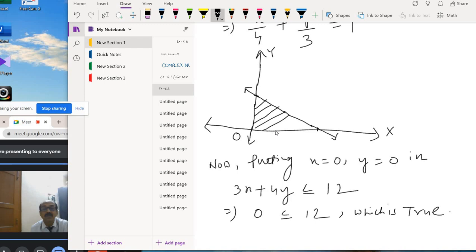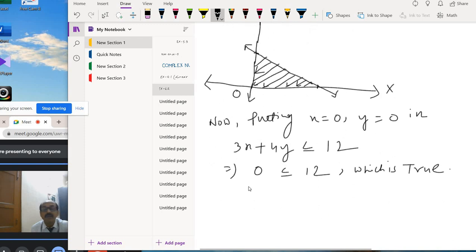This is the graphical solution. Okay. Yes, sir. The solution of the given inequality is towards the origin. Okay.